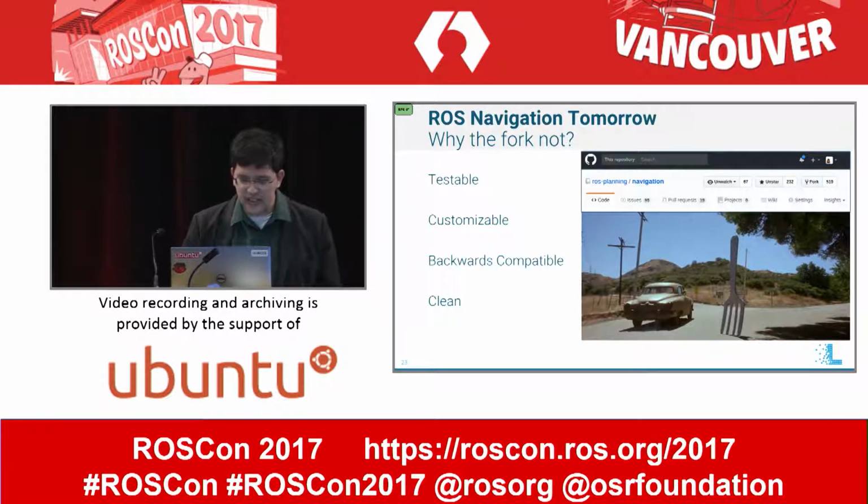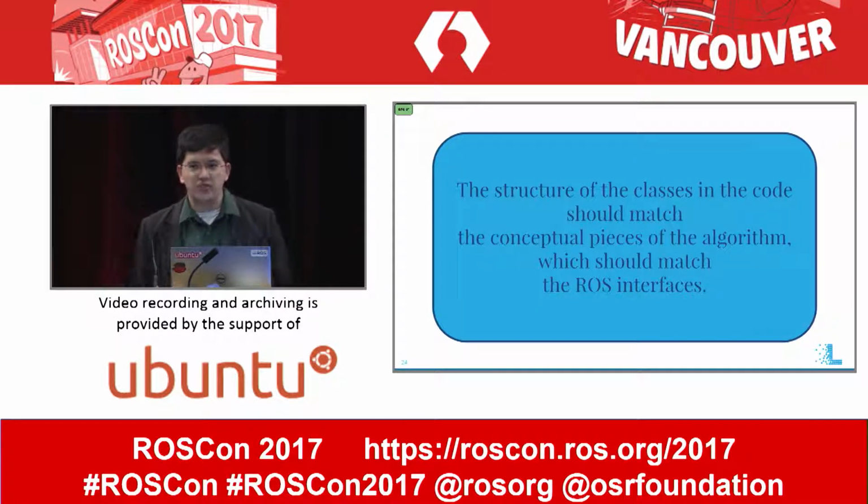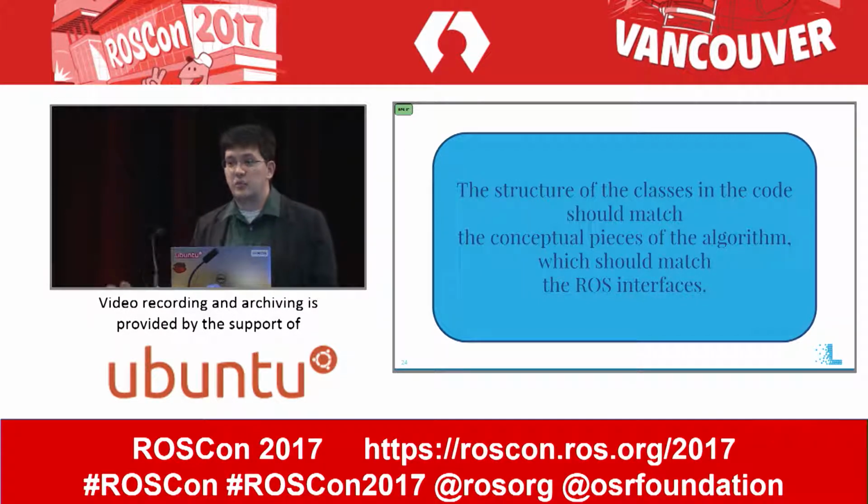And so what do I mean by clean? The guiding principle that I use when writing these interfaces is that the structure of the classes in the code should match the structure of the conceptual pieces of the algorithm, which should match the ROS interfaces. In my practice, that's what I found to be the easiest to use.